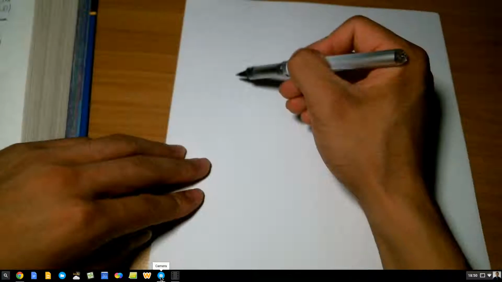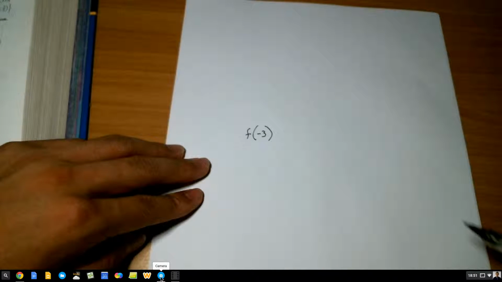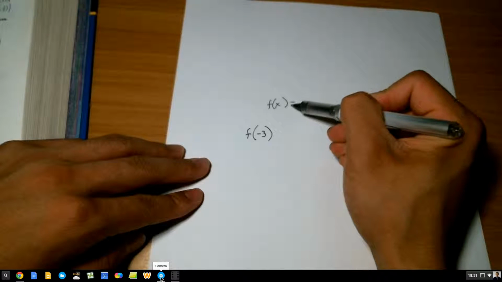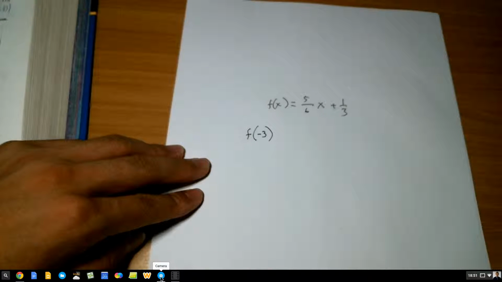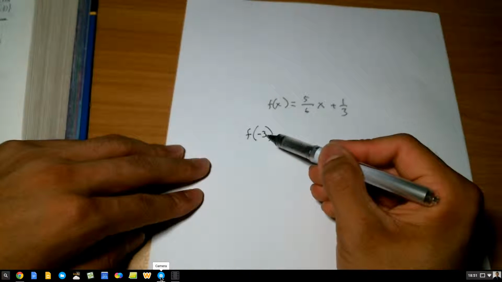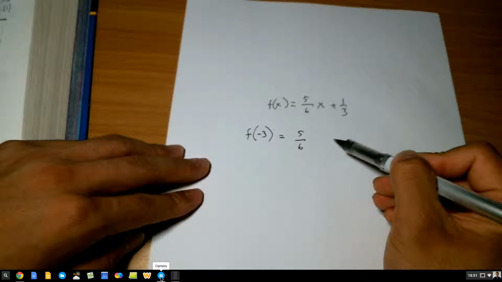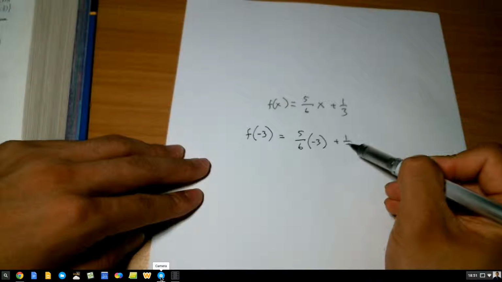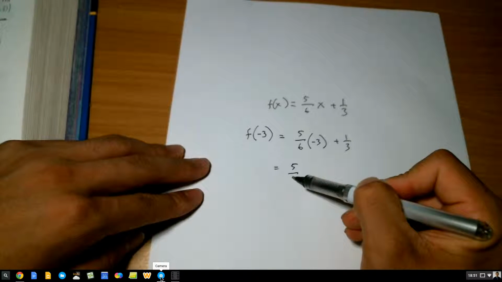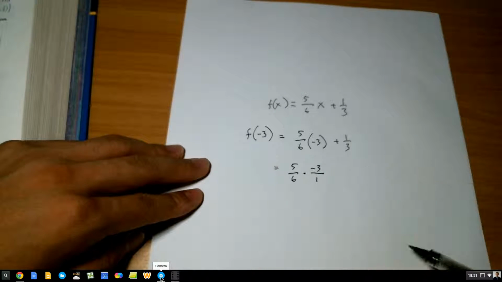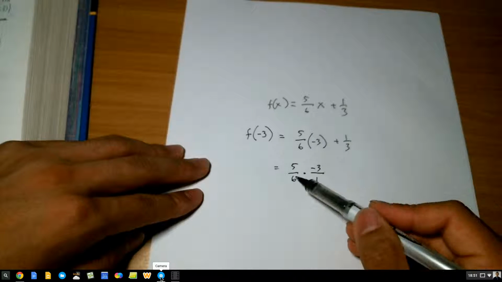Now what we're going to do is the function at negative 3. Okay, same equation. So f of x is equal to 5/6 x plus 1/3. So f of negative 3 now. So negative 3 is the input that we put in for x. So this is equal to 5 over 6 times negative 3 plus 1/3. And once again, we multiply this out. So 5 over 6 times negative 3 over 1. Now we have two choices here. We could either multiply across and divide, or we could just cancel.